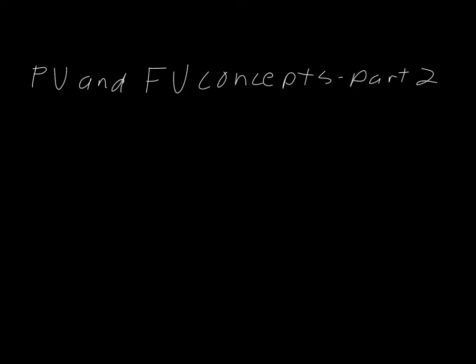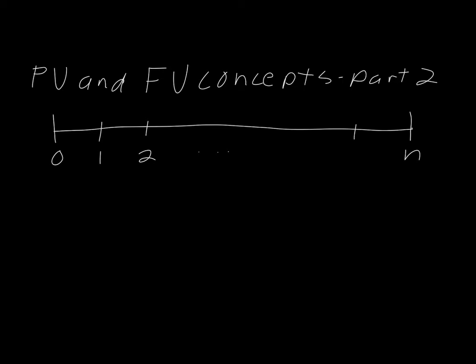The difference between annuity-immediate and annuity-due is that with annuity-due, the payments are not at the end of a payment period, but the payments are rather at the beginning. So I'm going to populate my timeline here, just like I did in the previous video.